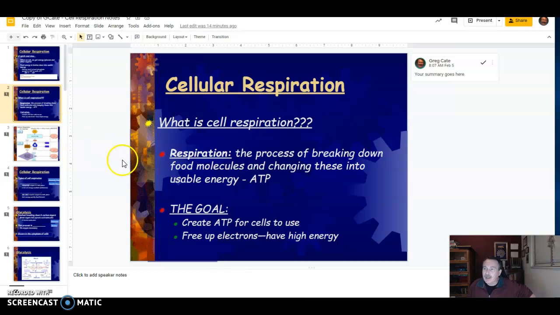On slide 2, you're to write a summary of what's going on here. The easiest way to do that is just read the first question up there. What is cell respiration? It basically is breaking down food particles or food molecules into usable ATP energy.